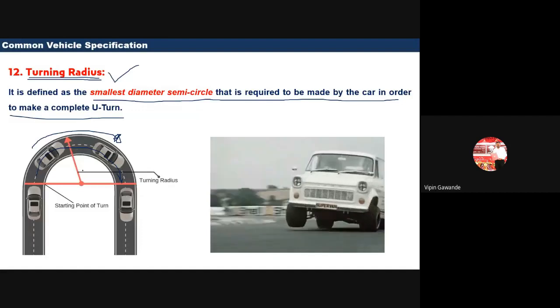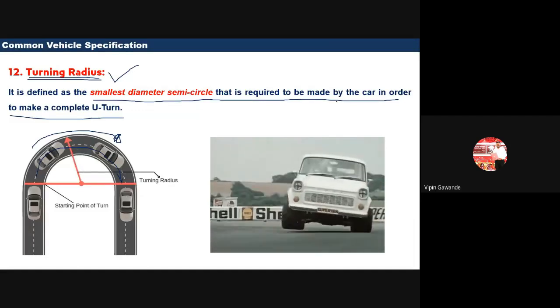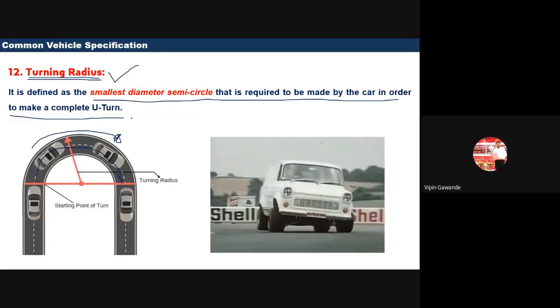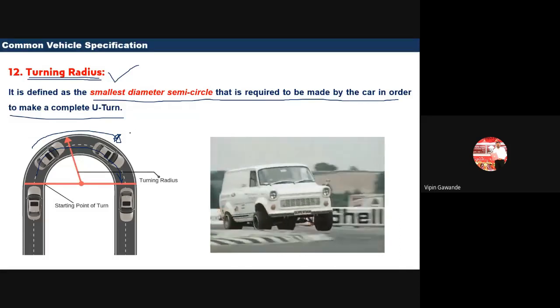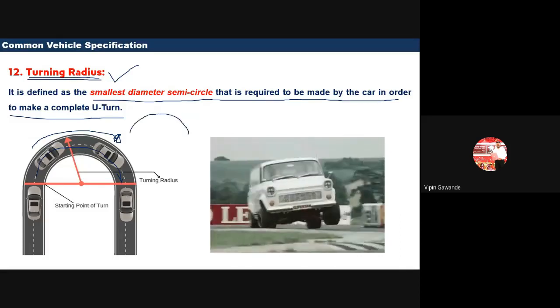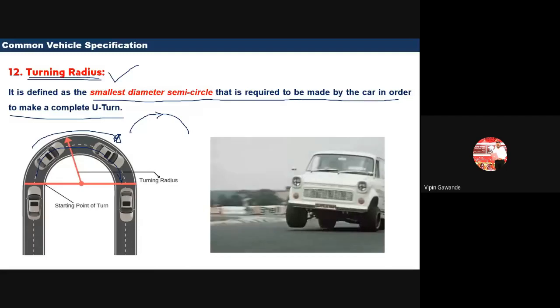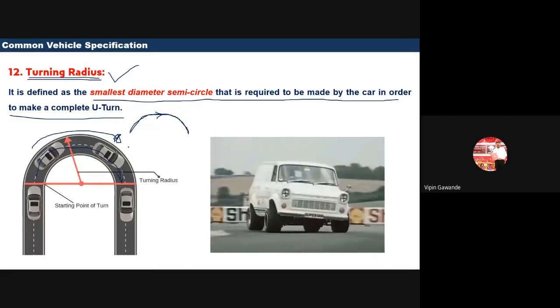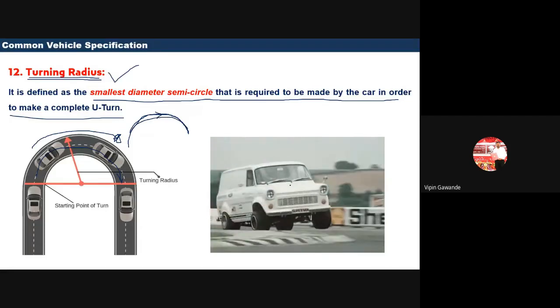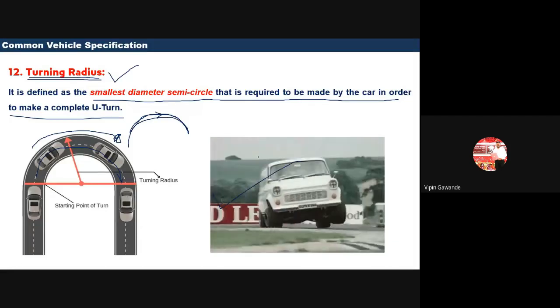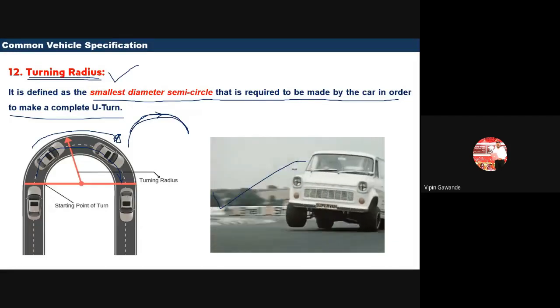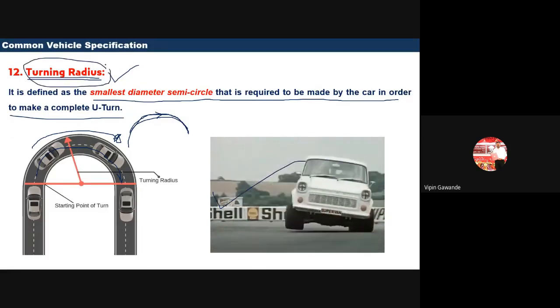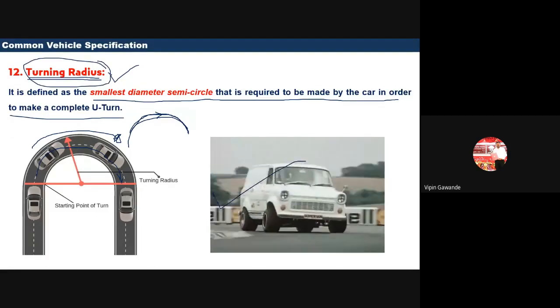So this is the smallest diameter semicircle that is required to be made by the car in order to take a complete turn. The car should not take a larger diameter; it should take the turn in the smallest diameter possible. That is what we call the turning radius.